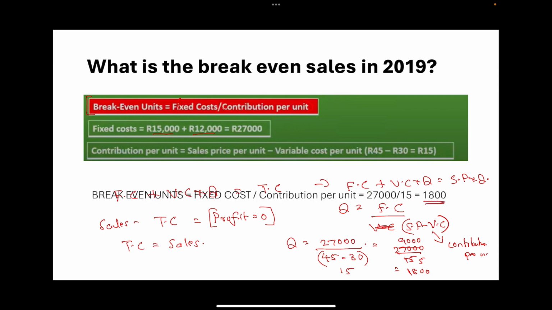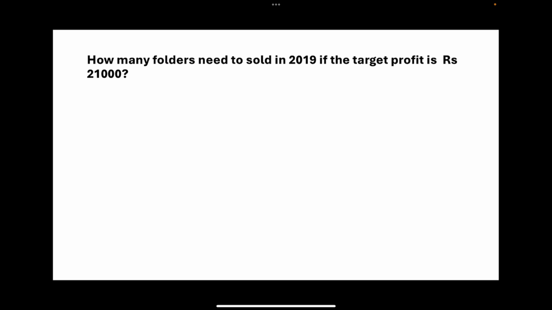So this is 1,800. Okay, now coming to the second part. How many folders need to be sold in 2019 if the target profit is 21,000? So again, let us start from the basic formula. That means your selling price, that is sales revenue, minus the total cost, that is fixed cost plus variable cost into Q, is equal to your profit.